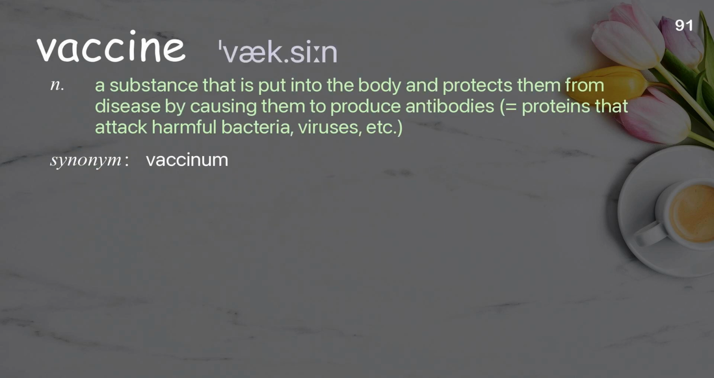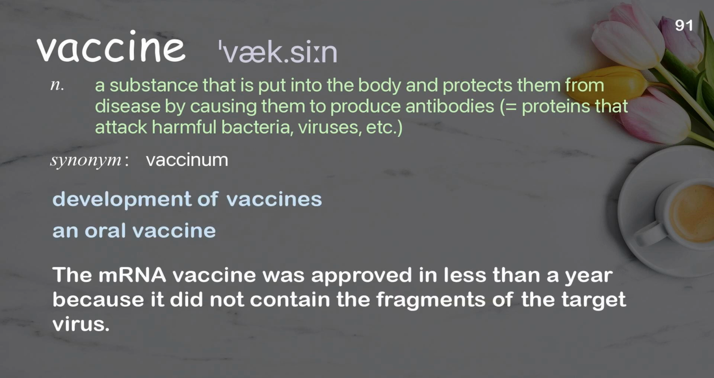Vaccine. A substance that is put into the body and protects it from disease by causing it to produce antibodies, proteins that attack harmful bacteria, viruses, etc. Examples: Development of vaccines. An oral vaccine. The mRNA vaccine was approved in less than a year because it did not contain the fragments of the target virus.